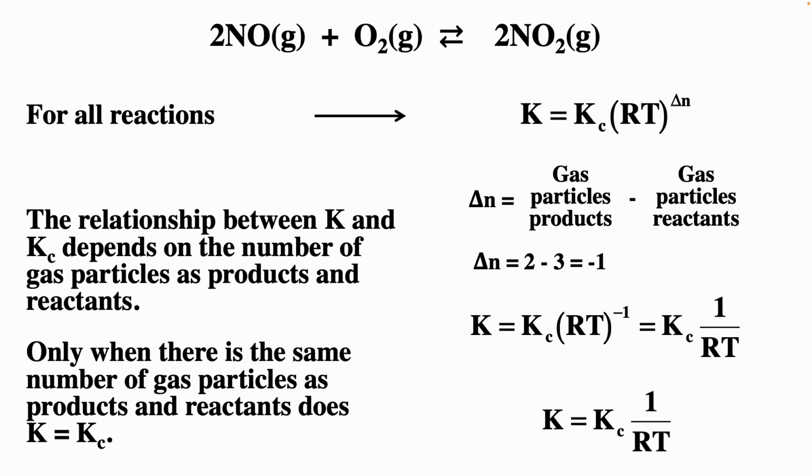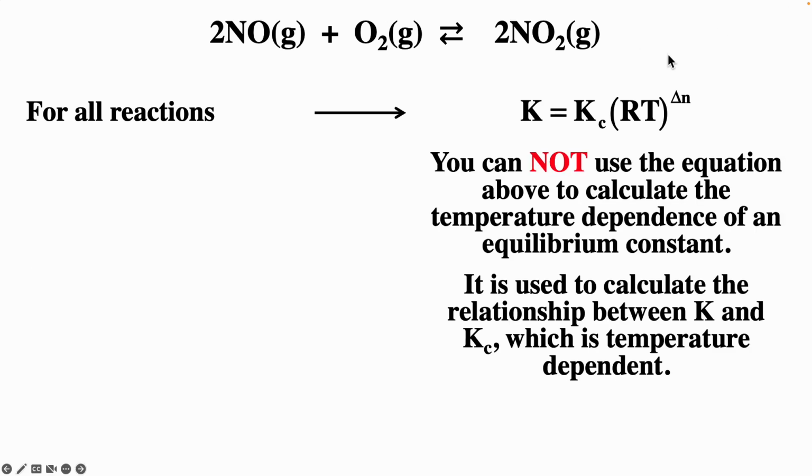And so again, K equals K sub C only when you have the same number of gas particles, products, and reactants. I should also note that sometimes there's confusion about this equation. This equation only enables you to determine the relationship between K and K sub C. It does not tell you the temperature dependence of the equilibrium constant. So sometimes there's confusion because you have temperature here, but it's just that the relationship between K and K sub C is temperature dependent.